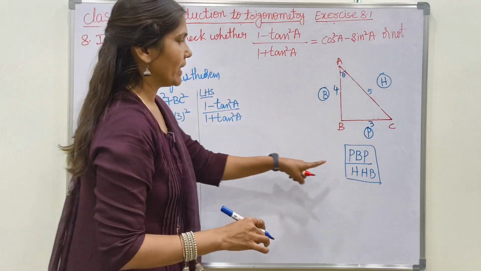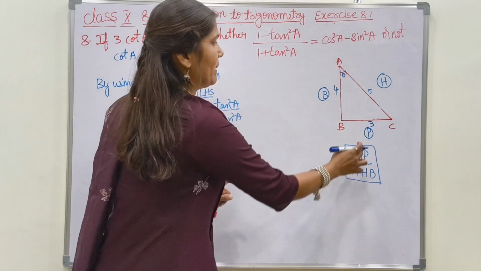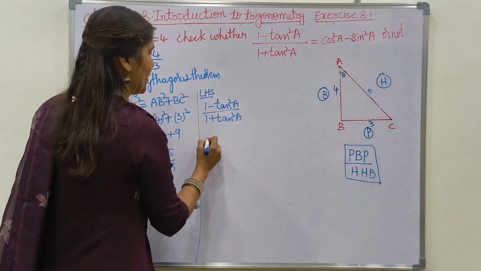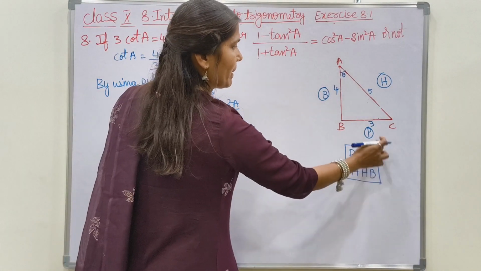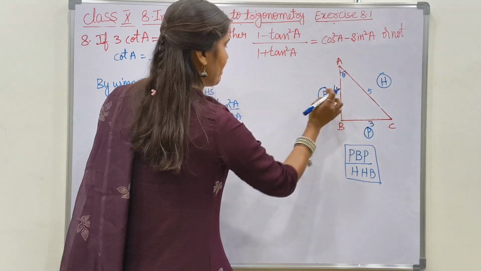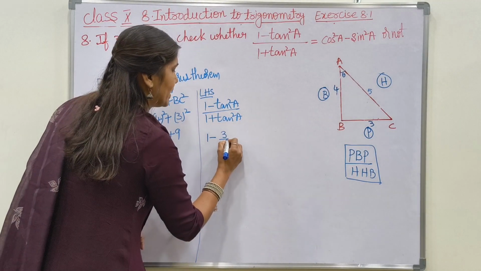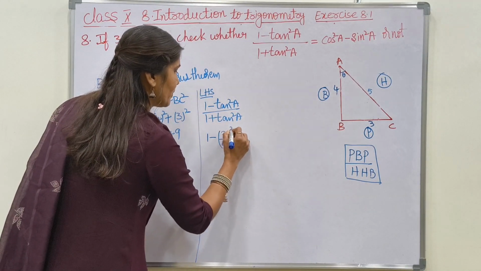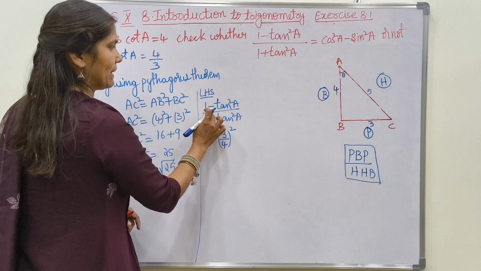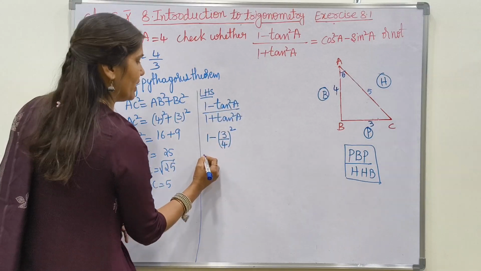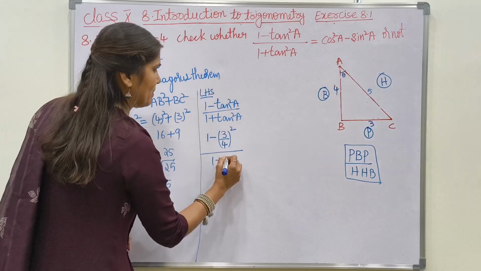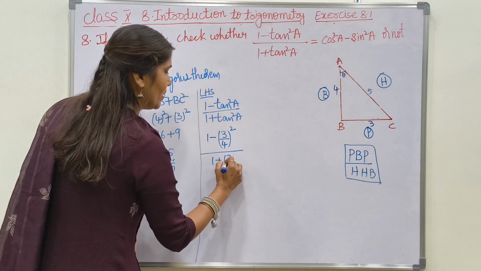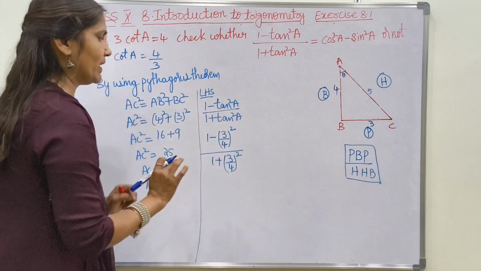Tan means what? Perpendicular by base. Perpendicular is 3, base is 4. So 1 minus 3 by 4 whole square, divided by 1 plus tan square A, which is again the same 3 by 4 whole square. Now we will simplify this one.